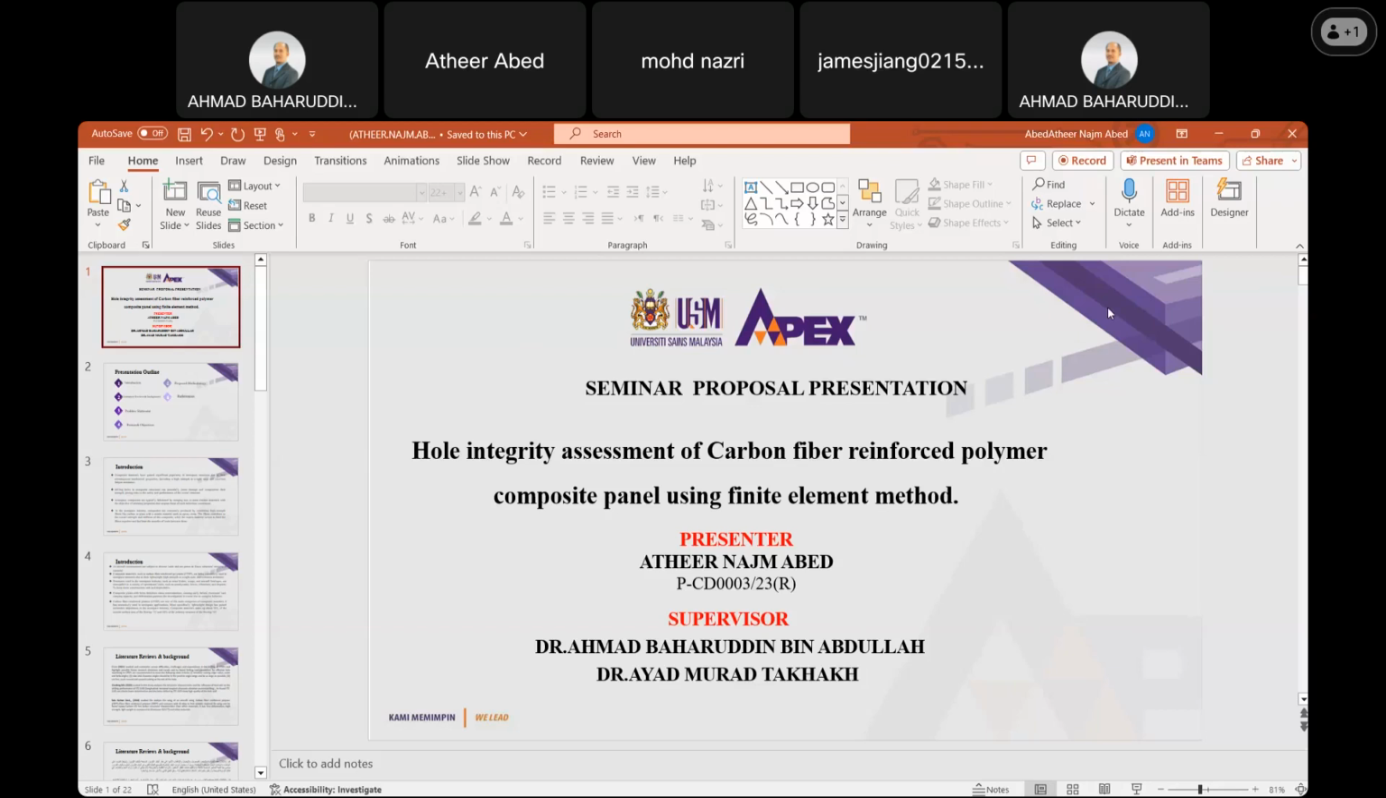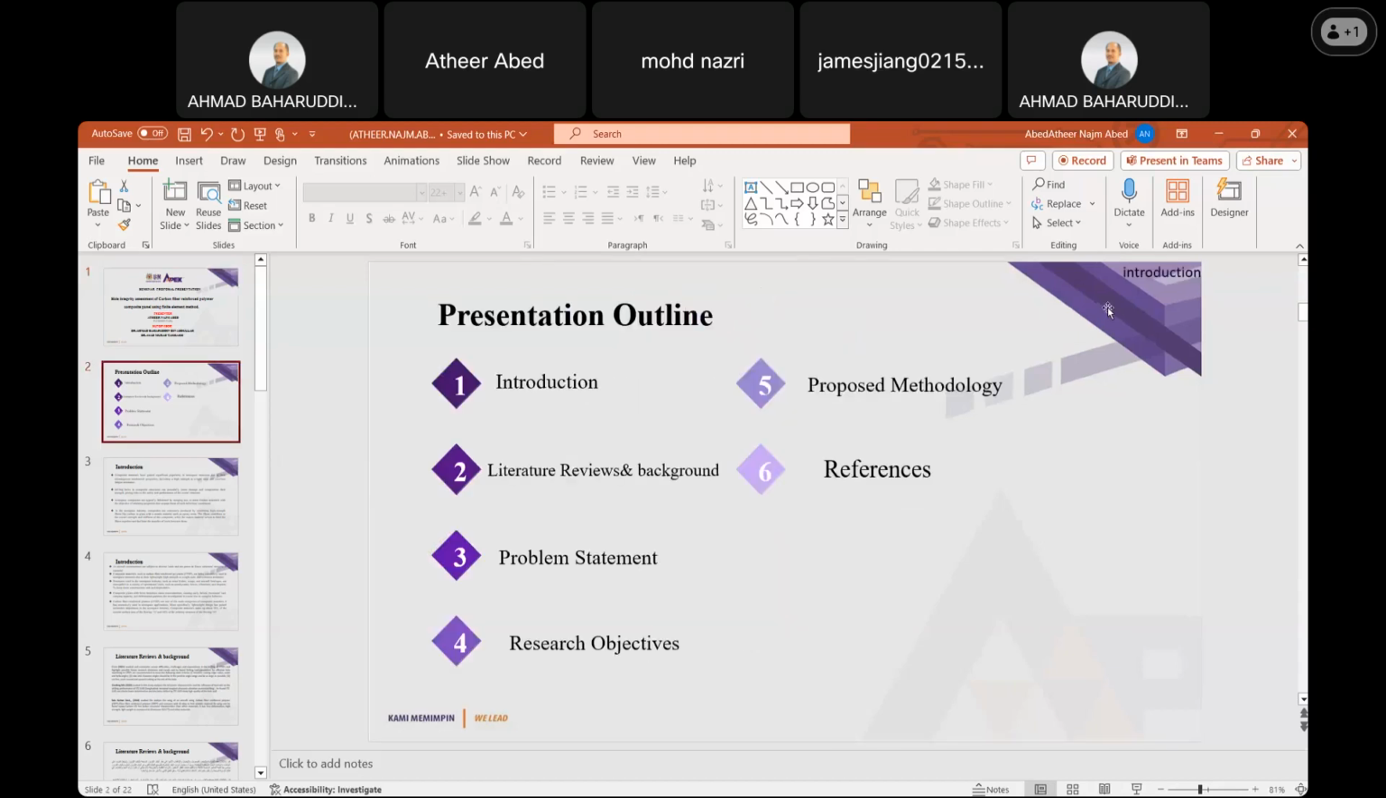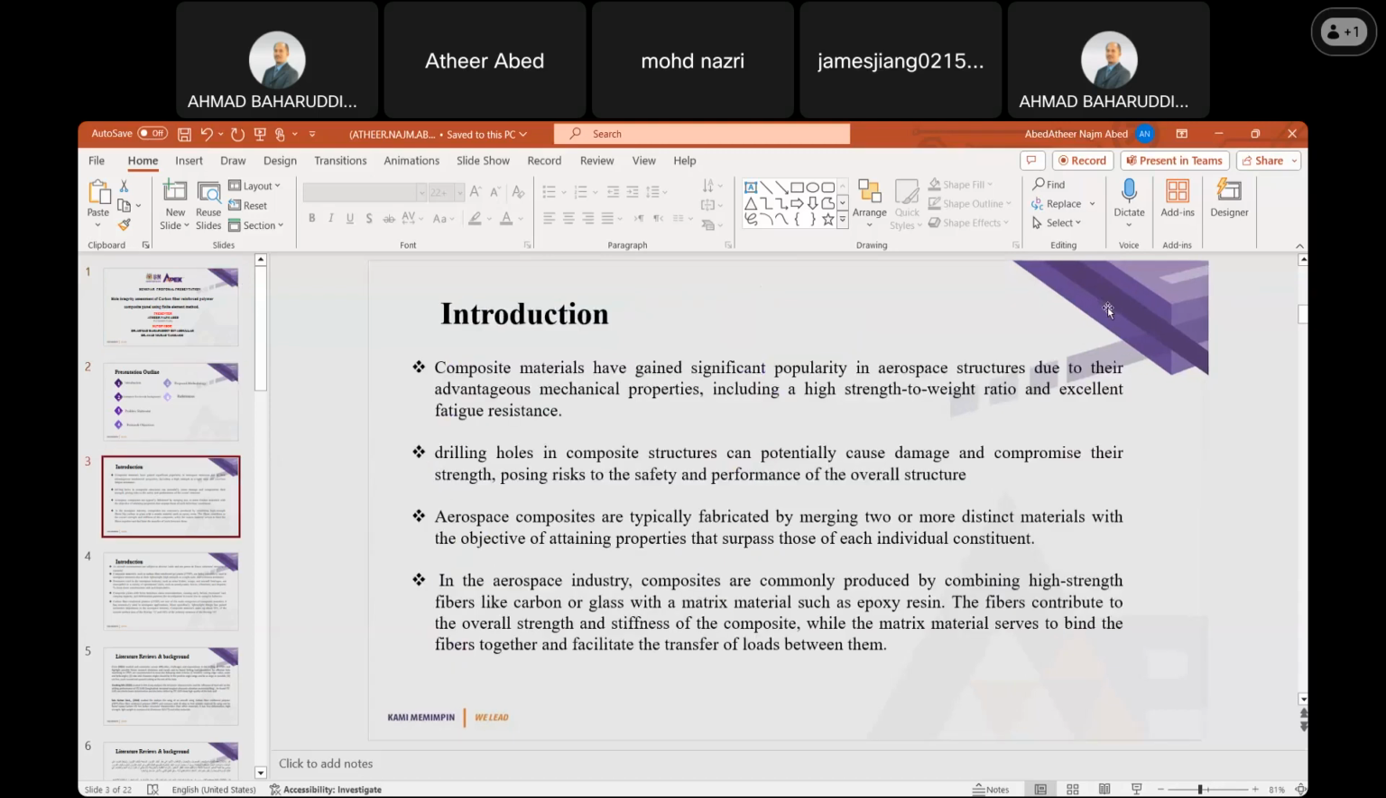My title is Hole Integrity Assessment of Carbon Fiber Reinforced Polymer Composite Panel Using Finite Element Method. I will illustrate in this presentation, as highlights, the introduction and literature review, problem statement and research objective, the methodology, and finally the references I am using.